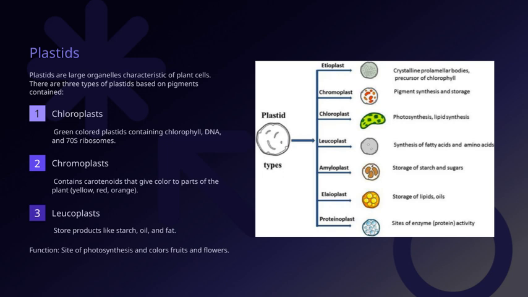Chloroplasts are crucial because they are the sites of photosynthesis, where plants convert sunlight into energy. They also contain DNA and 70S ribosomes, which are essential for their function.